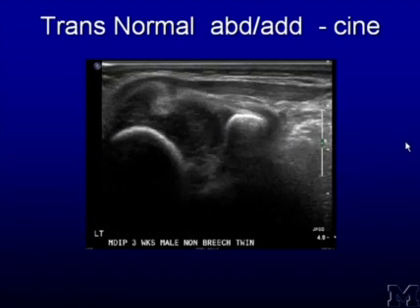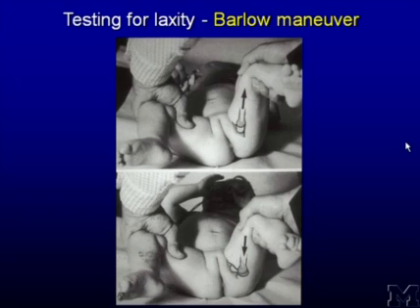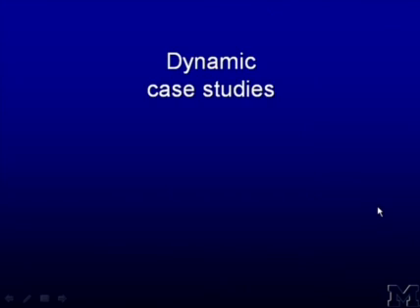And then what we'll also do is we'll keep the child adducted, and then we'll push like a piston. This is the Barlow maneuver. And we'll see if the hip goes out or not. So we have a couple of dynamic case studies to show.